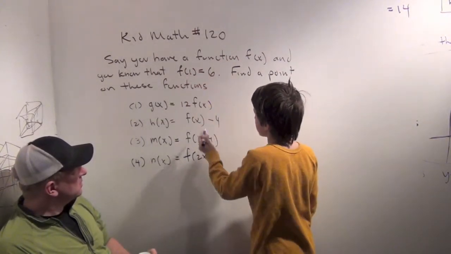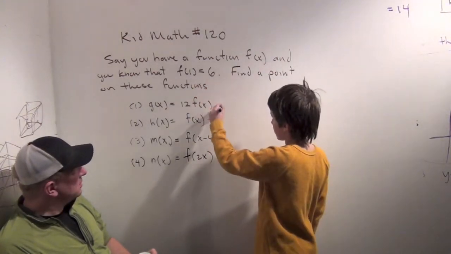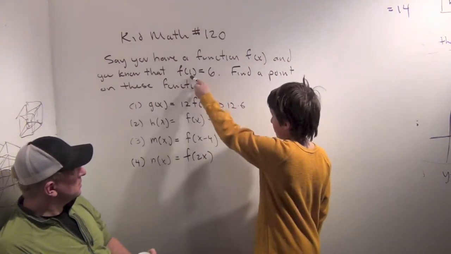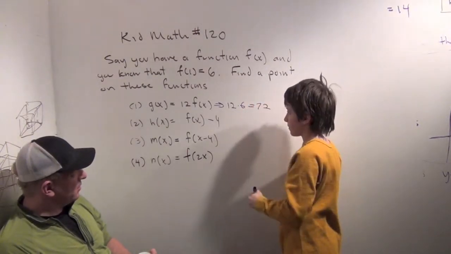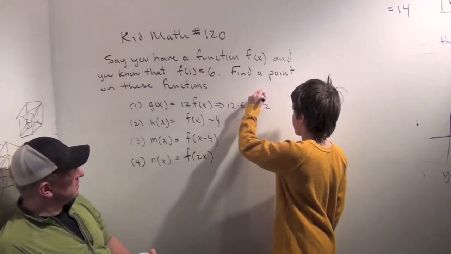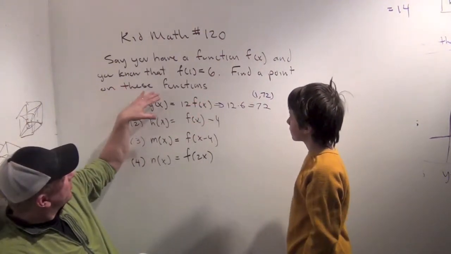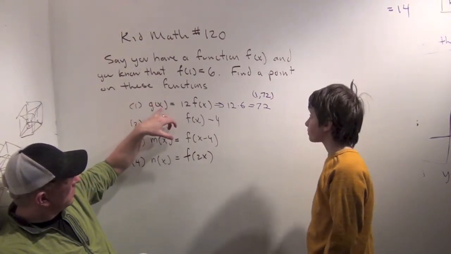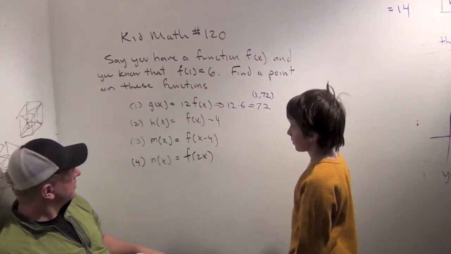So, this is the only point we know on f of x. So we can say we have 12 times 6, because when we substituted 1 for x, f of 1 is 6. Which is 72. And what is the point on this function? It's 1, 72. Sorry, I didn't realize until just now I didn't write this correctly. Find a point on the graph, I meant, of this function. So when x equals 1, g of 1 is 72. Sorry for writing it wrong.